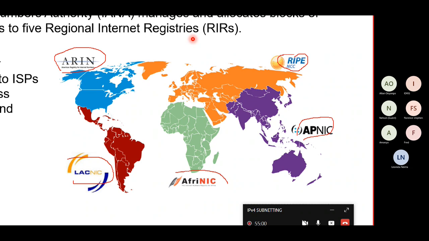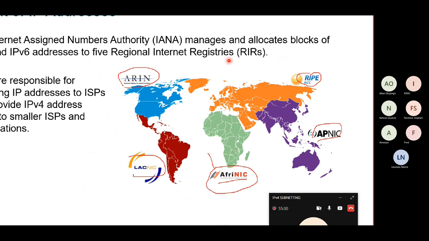AFRINIC is our regional internet registry. So IANA, the Internet Assigned Numbers Authority, for example, will assign to Africa, and then all the service providers in Africa will have to get from AFRINIC those addresses. So it is IPv4 addresses, version 6, port numbers, even domain names and all that. Okay? So that is that. Those are our RIRs.